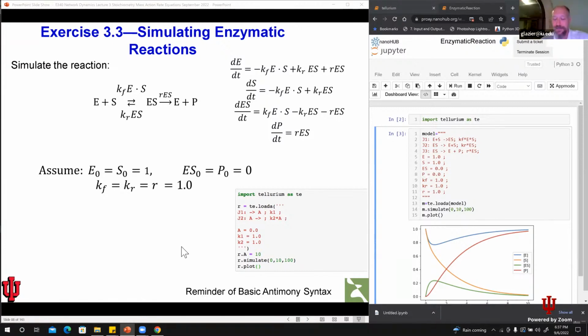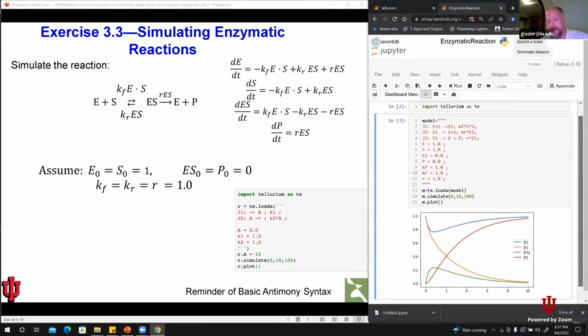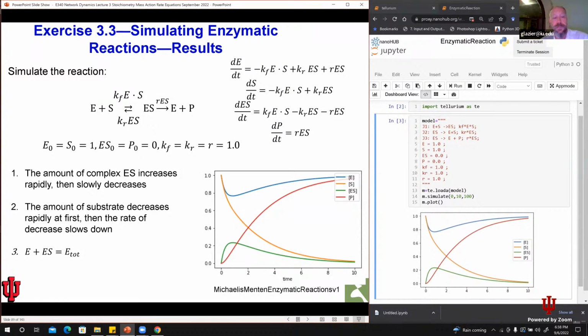Okay, great, thank you. So that's basically what an enzymatic reaction looks like. You notice the amount of substrate decreases continually in time, goes to 0. The amount of product goes up, replaces the amount of substrate. The amount of complex goes up and then goes down again. The amount of free enzyme goes down and then comes back up. Notice that if I add the amount of E and the amount of ES, I have a constant.